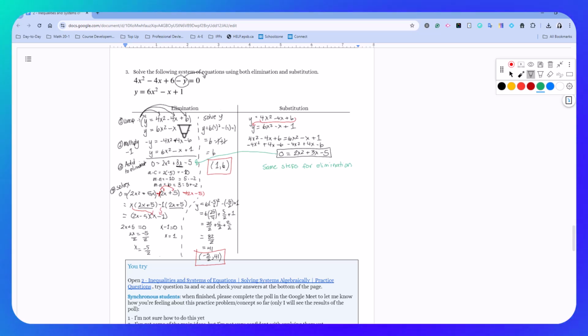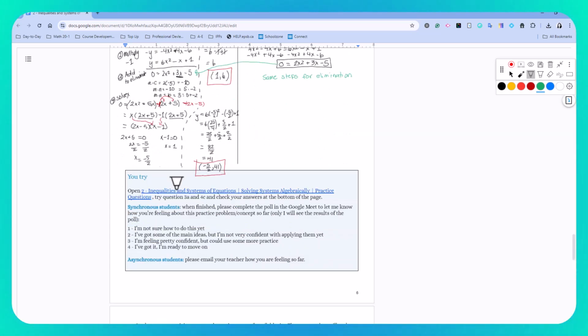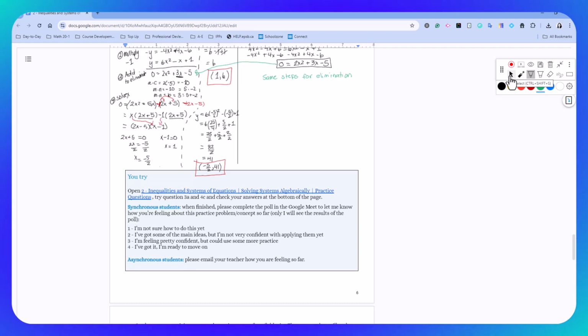So I want you guys to give a little bit of a try. Go on over to your practice work, and I want you to try 3A and 4C. Remember, if you are in the asynchronous class, this is a really great time to get in touch with your teacher and just let them know how things are going. It's also a great time to email your teacher and get some help if you're finding that this is not your thing. They would really love to hear from you. After you do those, come on back and we'll keep going.